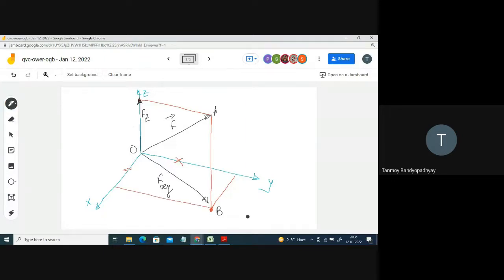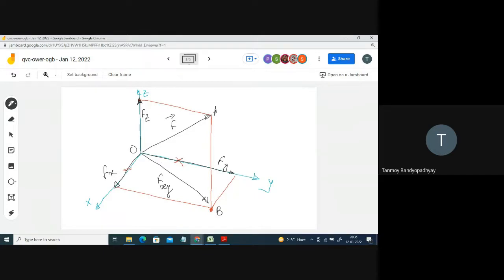তাহলে এখানে আরেকটা কম্পোনেন্ট কি পাচ্ছি? So this is fx. So this is the x directional component that I am getting. আচ্ছা, এইটা হয়ে গেল fy, this one is fy, and that one is fz. তাহলে এইভাবে আমি এটাকে I can divide it into three components. তাহলে এইটাকে আমি বলছি fy, this one is fz, and this is fx.